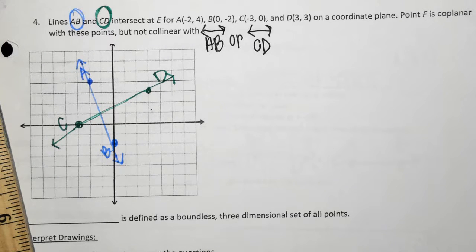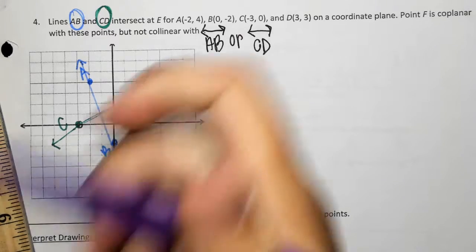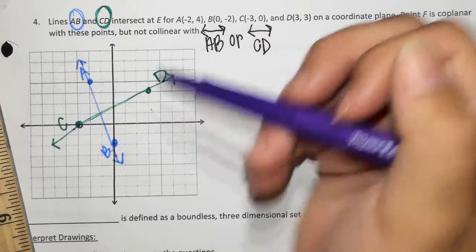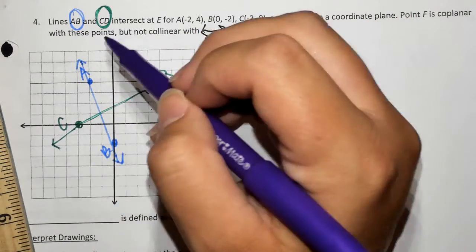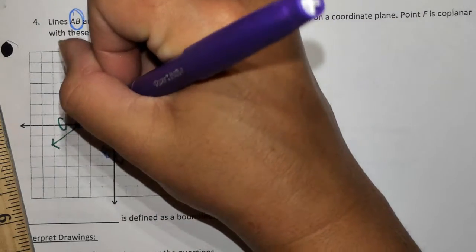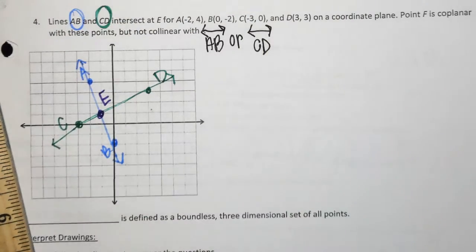Now, what point did these lines intersect at? Yeah, what's it called? E. Remember, it told us lines AB, which is here, and CD, they intersect at E. So right here, where they intersected, that was E.